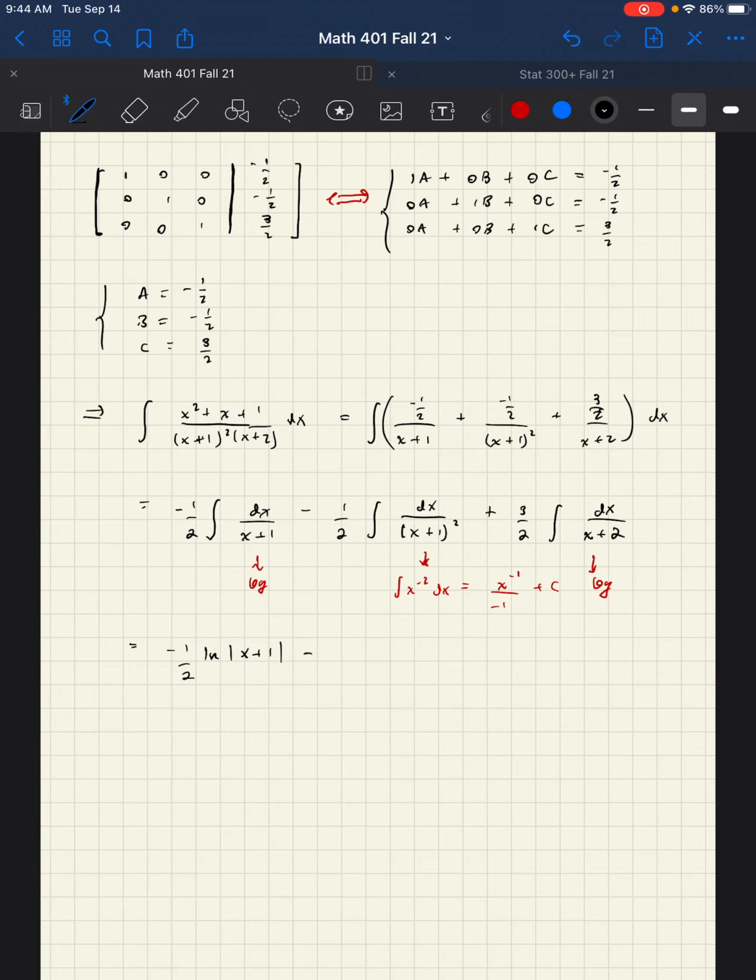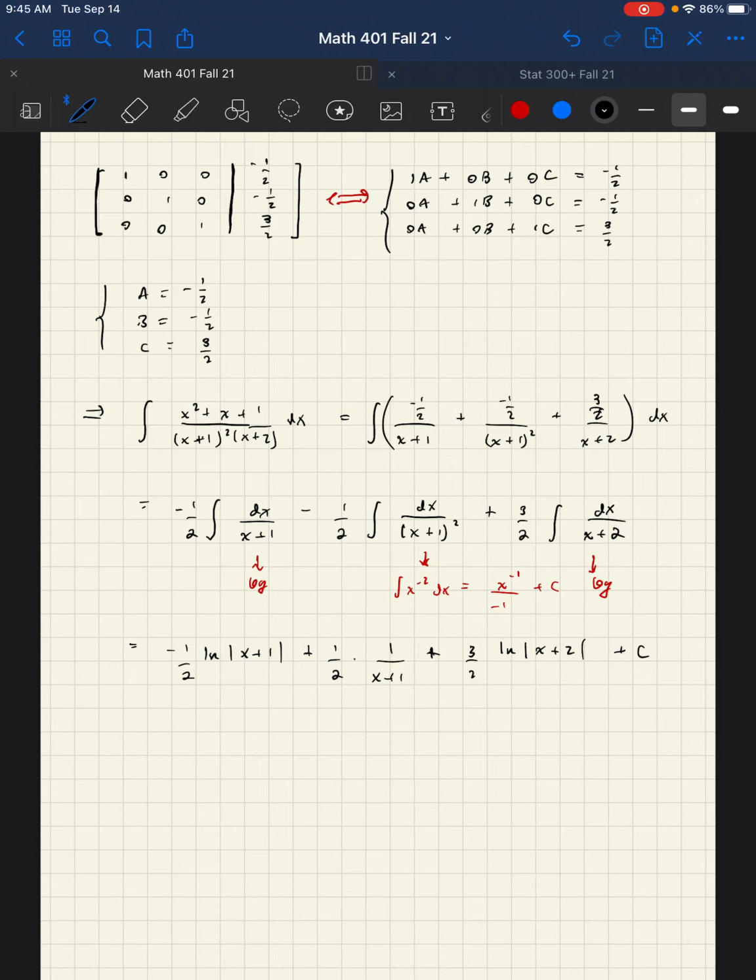And I'm going to write the logs together. Well, actually, it doesn't matter. -1/2 times -1, so plus 1/2, times 1 over x plus 1, plus 3/2 ln of |x + 2| plus c.